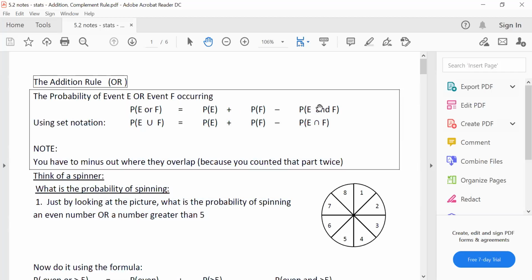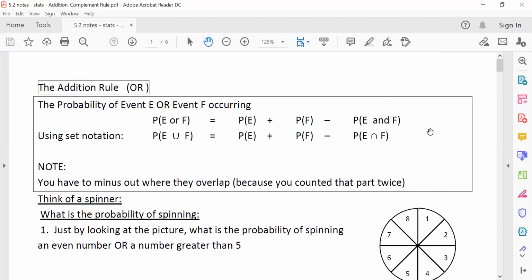Now there's a pretty simple formula for it. This is actually the same formula on top and bottom, but the bottom one just uses set notation. It uses the union symbol for or, which is exactly what it is, and the intersection symbol for and, which is exactly what it is. Whichever one you're comfortable memorizing, go for it. C'est la vie. So there's this formula for the probability of one event or another event occurring.